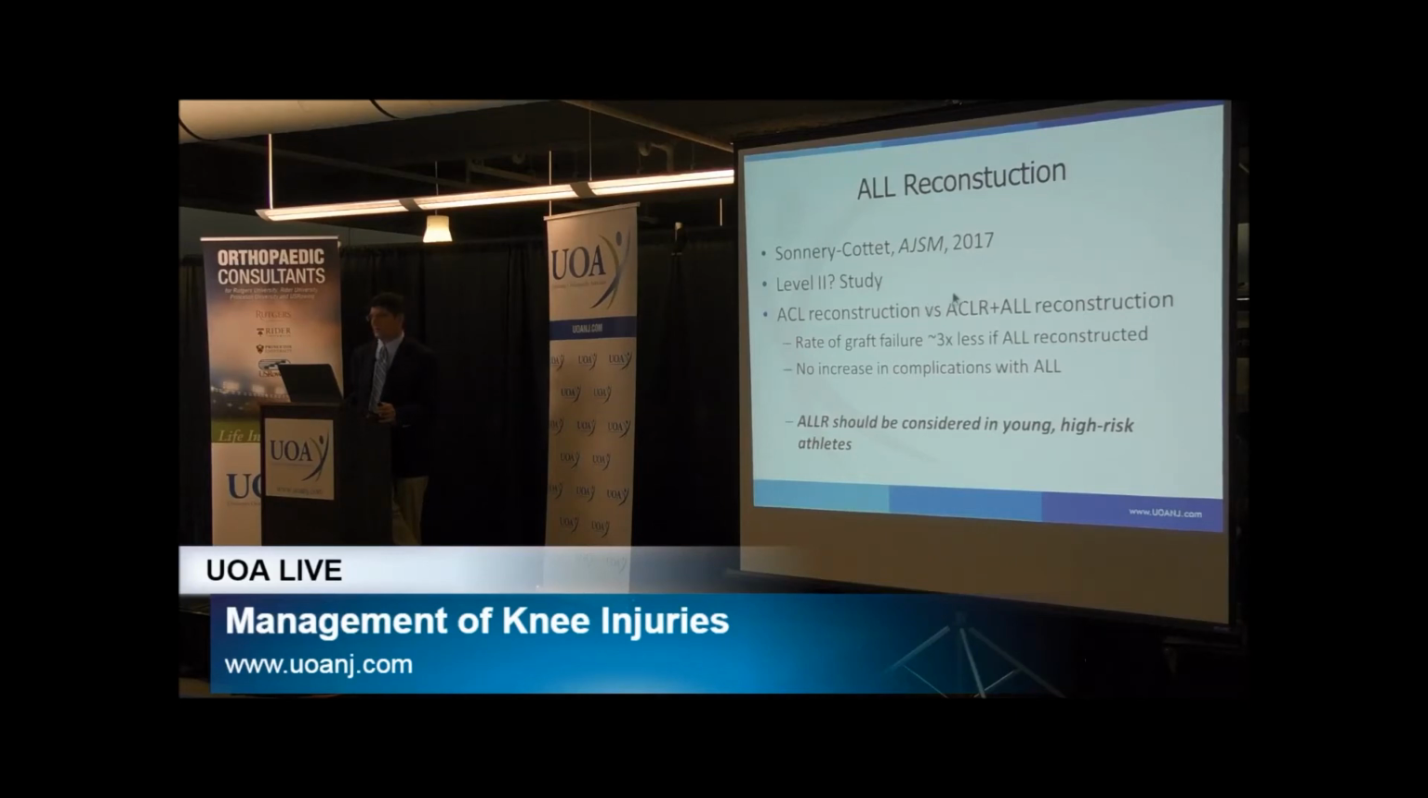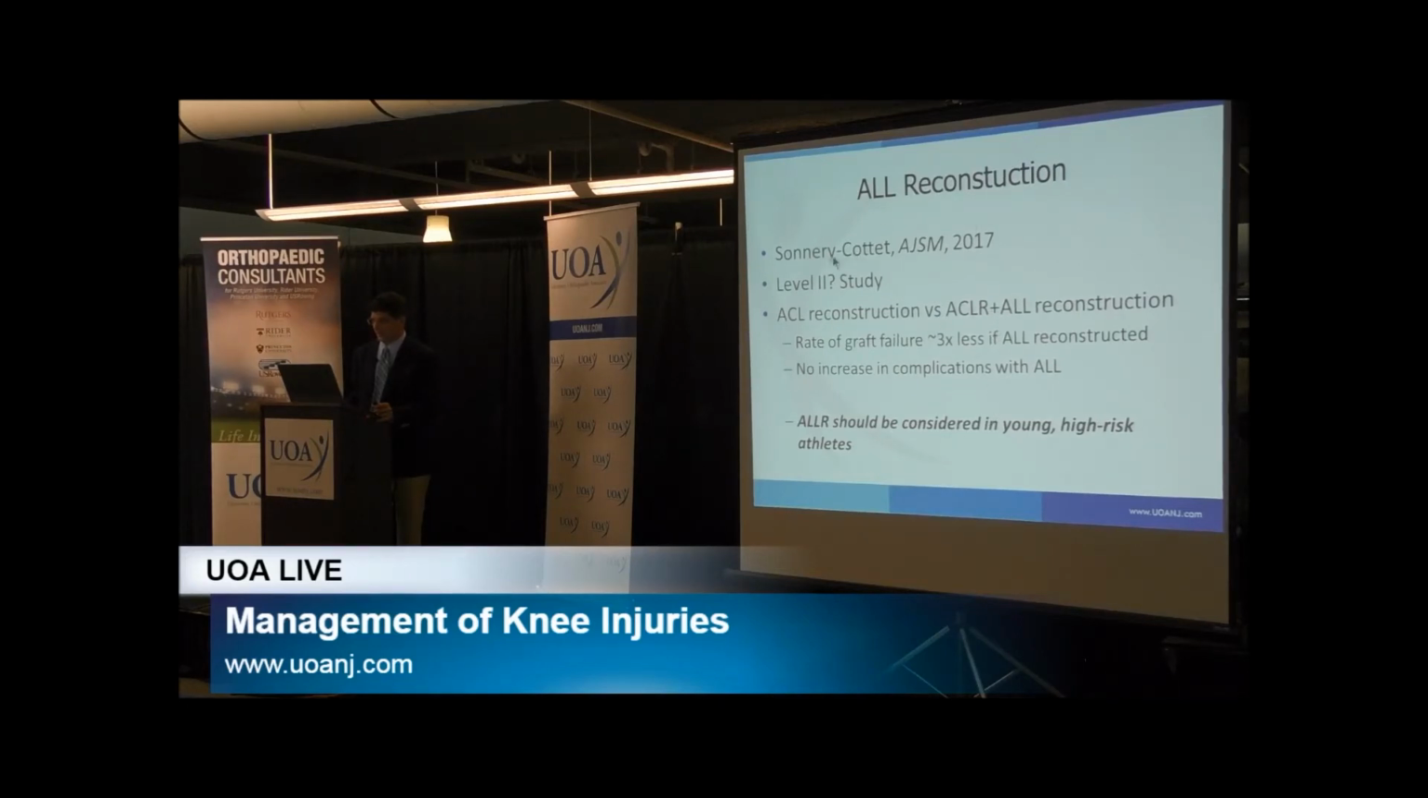I did find one good study on this, or seemingly one good study, from a couple years ago, and they described this as a prospective level 2 study comparing ACL alone with hamstring, ACL alone with tendon, ACL, hamstring, ALL reconstruction. And they showed that the rate of graft failure was lower if you reconstructed the ALL. And there weren't any increased complications, no increased infections, no increased stiffness, some of the things we worry about. So their conclusions were that ALL reconstruction should be considered in high-risk athletes.